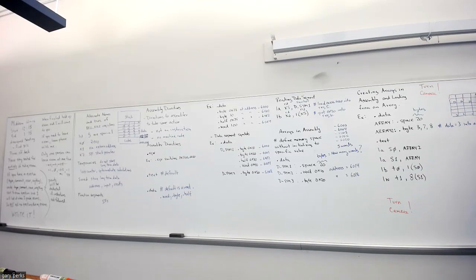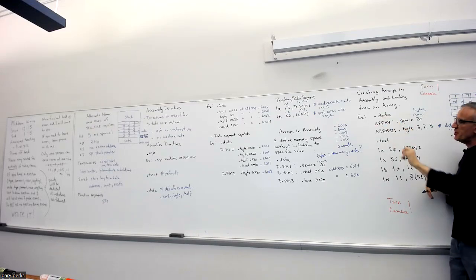See, that 3 would go in this byte right here, 6,014. And then 7 would go into the next byte address, so this would be 6,015. And then the 8 would go into address 6,016. That makes sense?